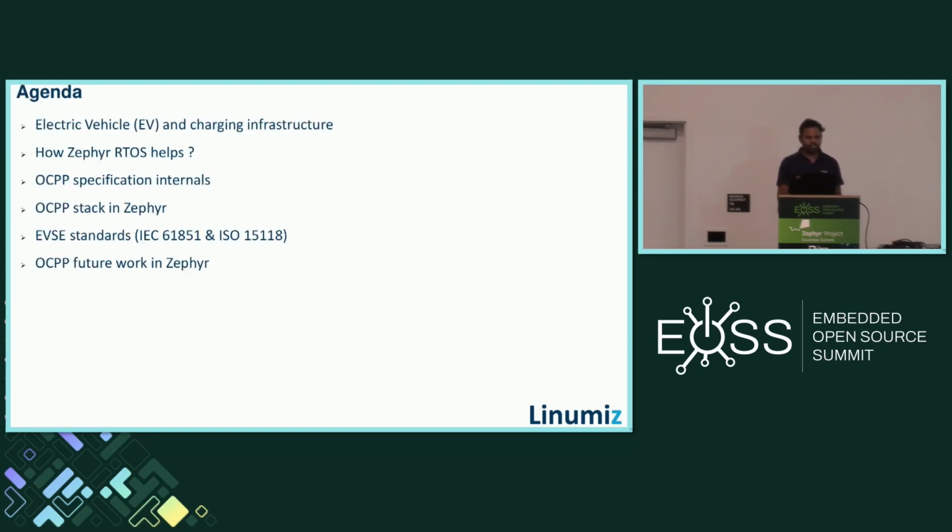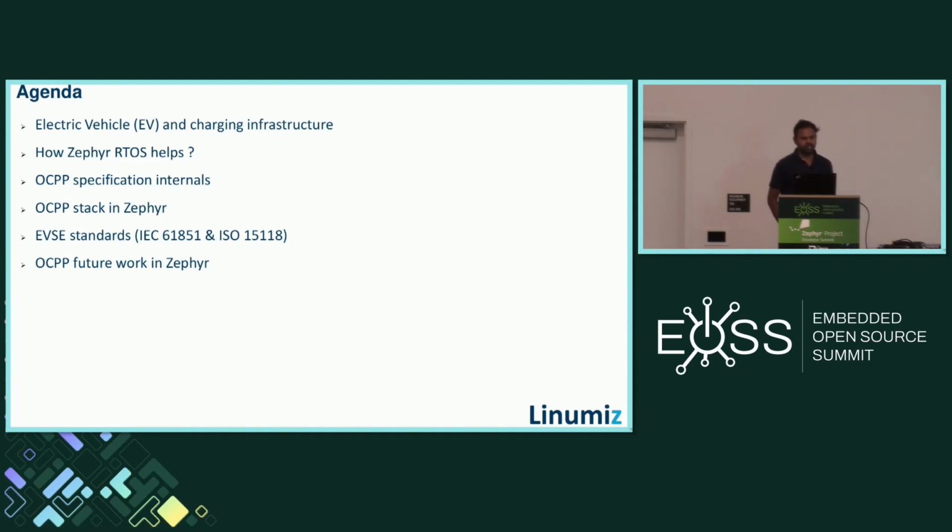Okay. Here is the summary of this talk. First, we will check what an electrical vehicle is, the current state of the charging infrastructure, and what limitations it currently has, and then how Zephyr RTOS helps to improve those limitations for achieving a better charging infrastructure. This talk is primarily focused on the Open Charge Point Protocol.